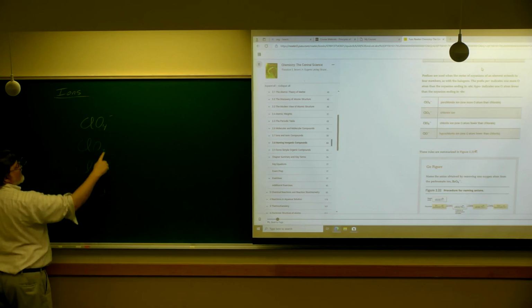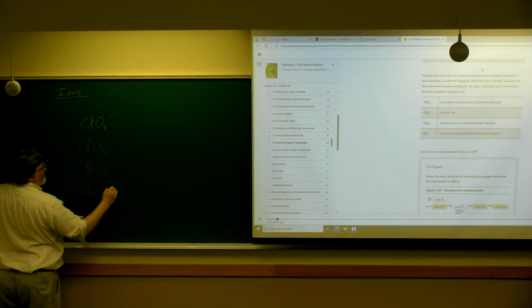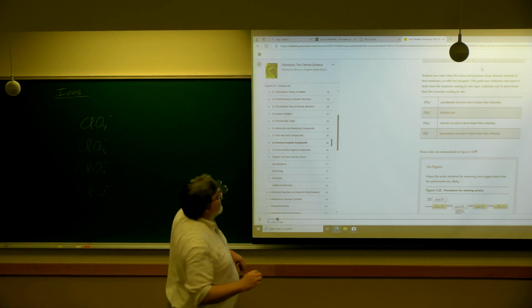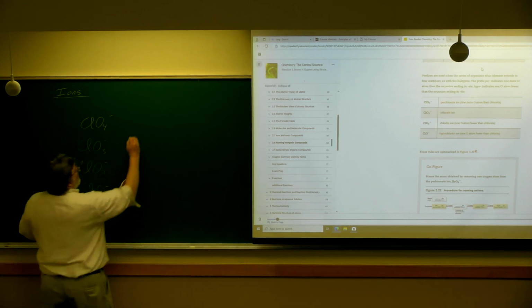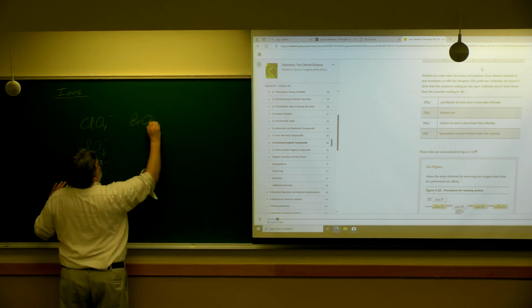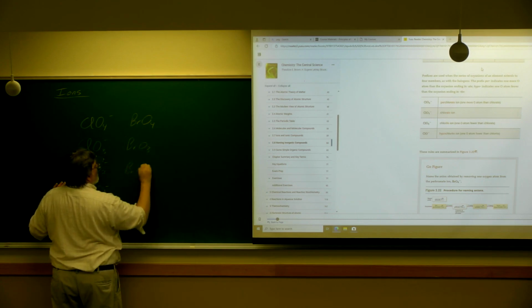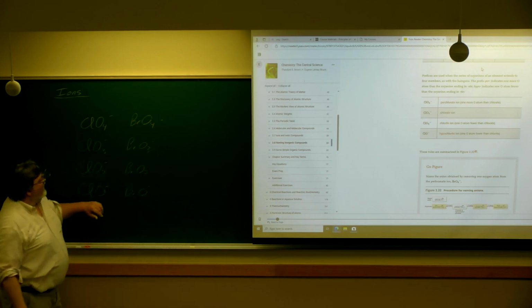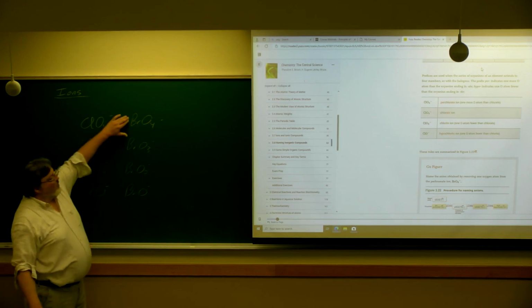So the pattern here is 4 oxygens, 3 oxygens, 2 oxygens, and I'm not going to put the 1 there. And these all end up being just 1 negative. In terms of this naming, you've got perchlorate, chlorate, chlorite, hypochlorite. There's also such thing as BrO4. These are all negative. So this is bromate, bromite, hypobromite, and perbromate.